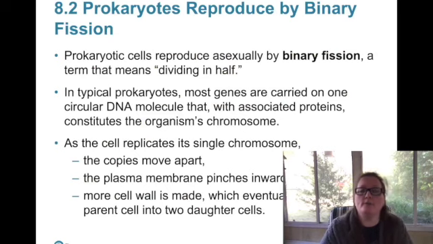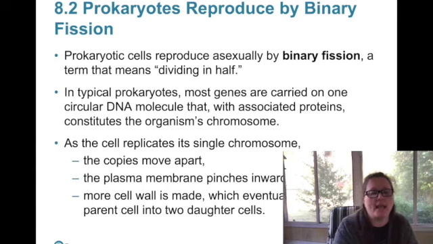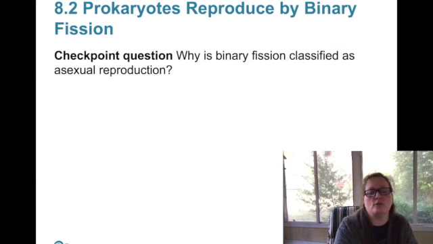Prokaryotic cells reproduce asexually by binary fission. That means literally it's dividing in half. In a typical prokaryote, most genes are carried on one circular DNA molecule. That's right there, because if you remember, prokaryotes do not have an actual nucleus. They have DNA, but not a nucleus. It still is going to replicate, then it moves and pinches and gives you the two daughter cells, like what I drew on the board.